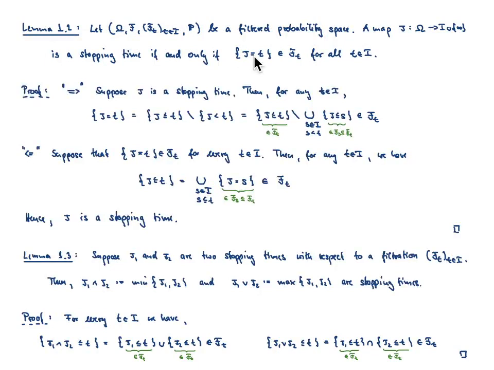So let us prove these two directions. Let us first assume that tau is a stopping time. And let us fix the t in I. So what we would like to show is that this event, namely that tau assumes the value t, is contained in F_t. How can we do that? Well, we first of all can rewrite this event, tau equal to t, as the event that tau is less than or equal to t, minus the difference.